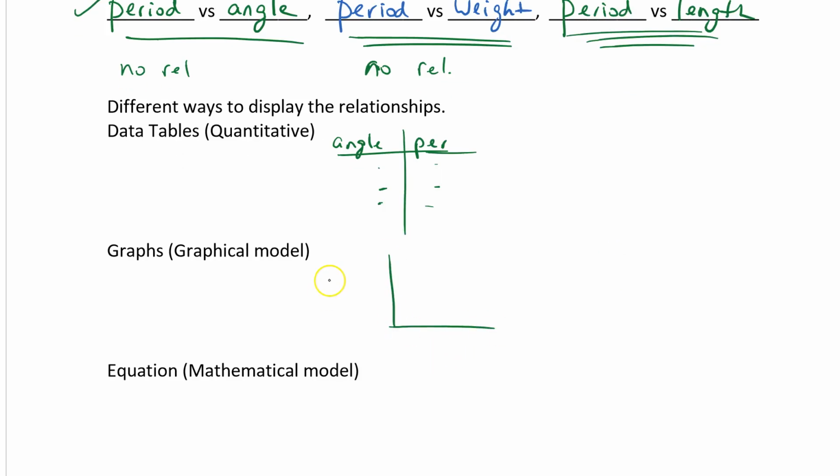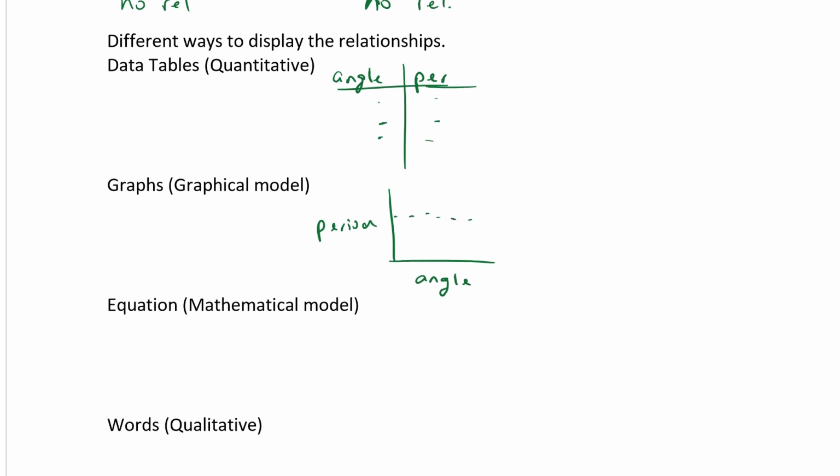So when you graphed it, you put the independent one down here. So that was the one that we got to choose, which was the angle, and here you put the period. And most of your data formed a horizontal line. And then we can make an equation from that model.